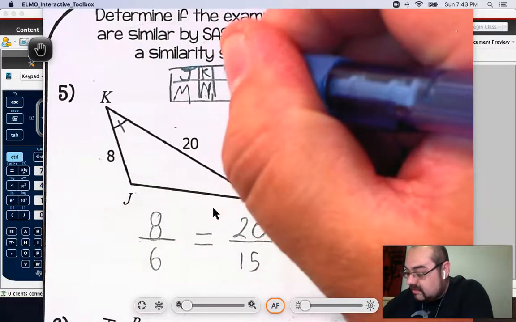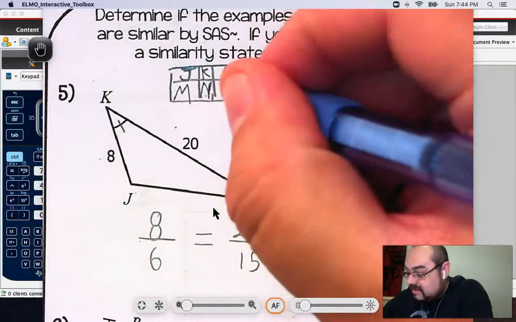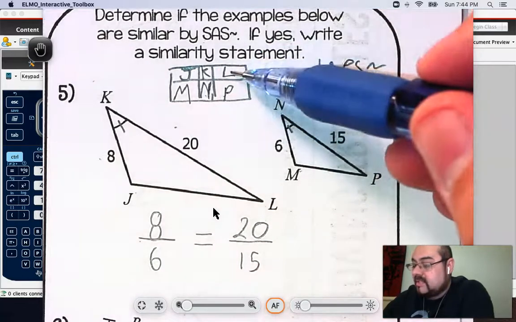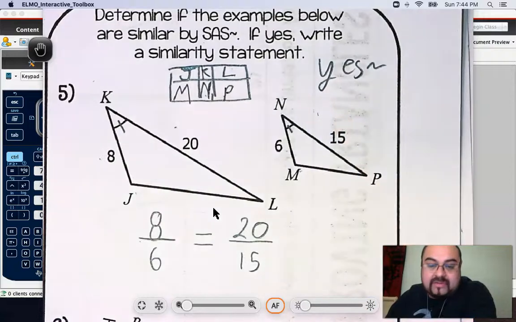We haven't touched that letter. And the last letter that we haven't touched here is P, and that's going to be the corresponding angle to L. Okay. So now we have our grid. From here, I can write my congruency statement.